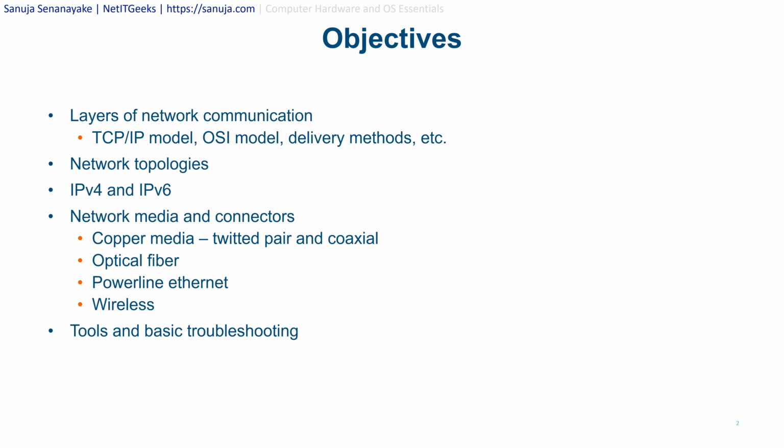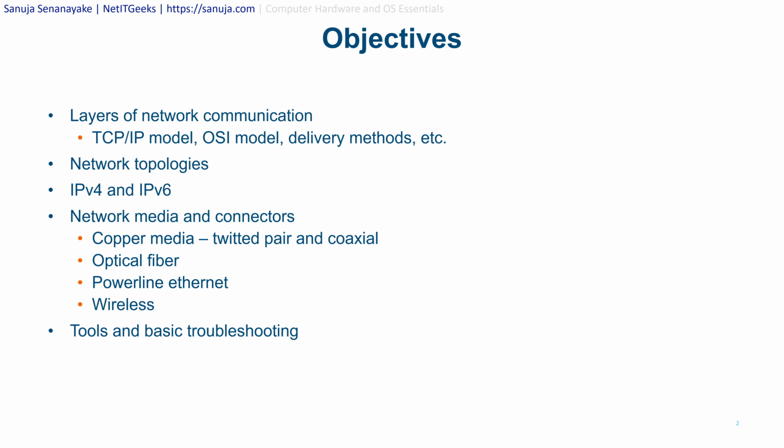The primary objectives of this lecture is to learn about layers of network communication. So I will introduce you to TCP/IP model, OSI model, and some delivery methods associated with that. Our primary focus is going to be the TCP/IP model because of the way that Windows is set up. However, I will do a separate lecture on the OSI model so that you can learn about that later.